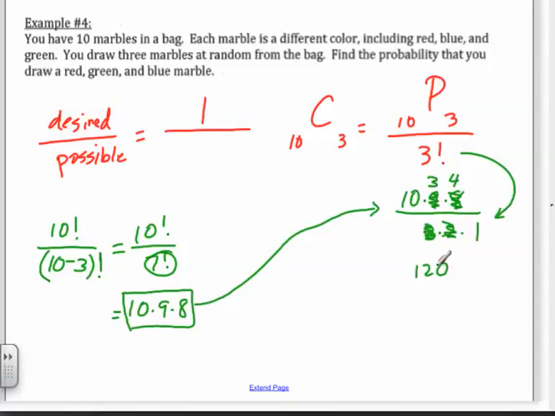Now I asked you this at the beginning. How many of those combinations do I want? Just one. Red, green, and blue. Right? So the probability of me getting a red, a green, and a blue is 1 out of 120 combinations. Which is something like 0.083333, or approximately 8% chance of me getting those.